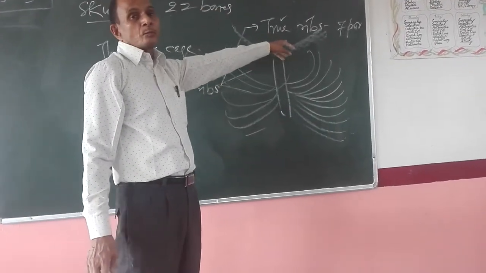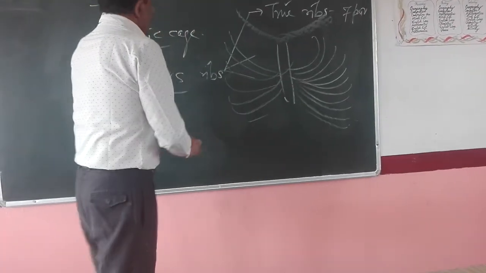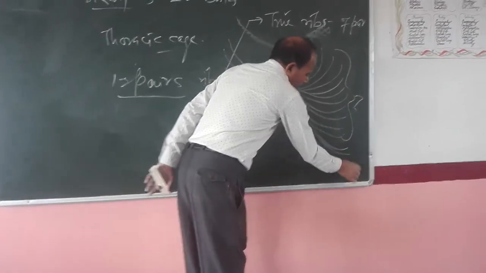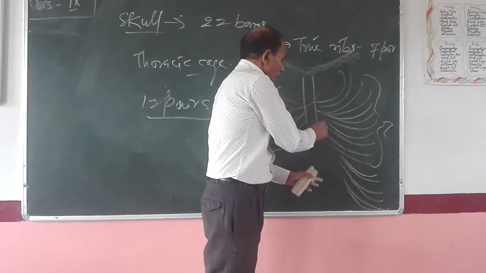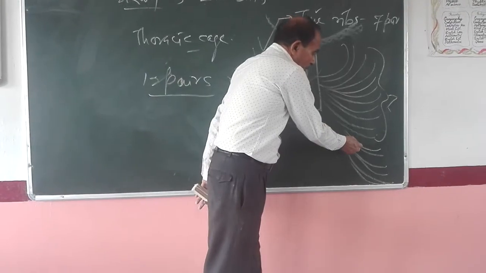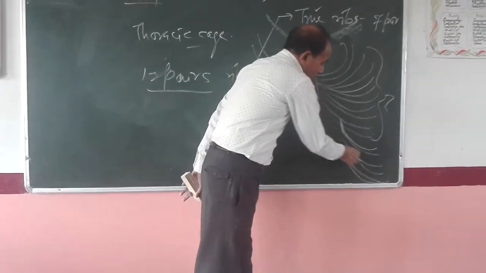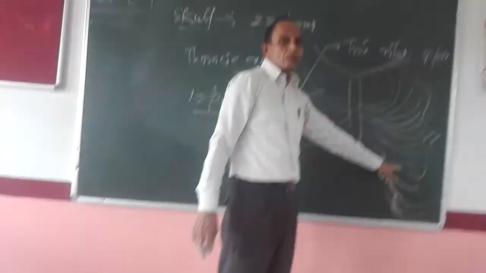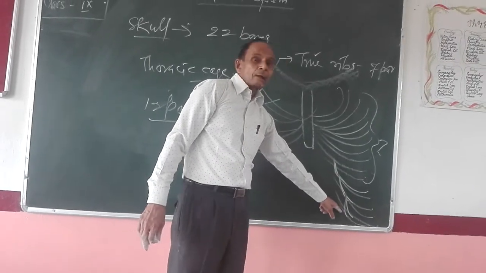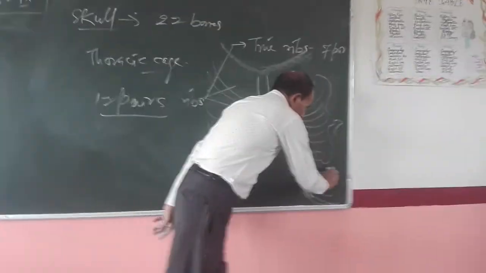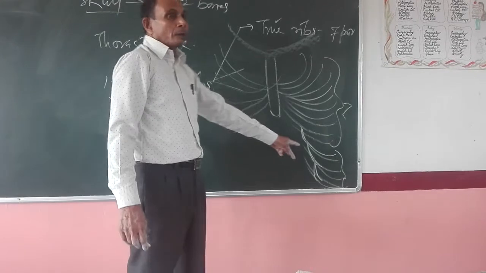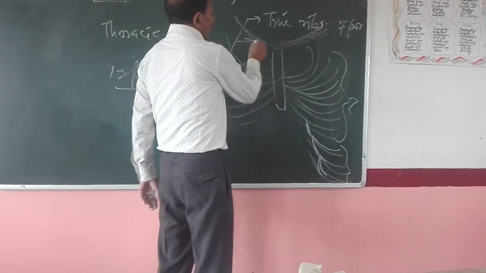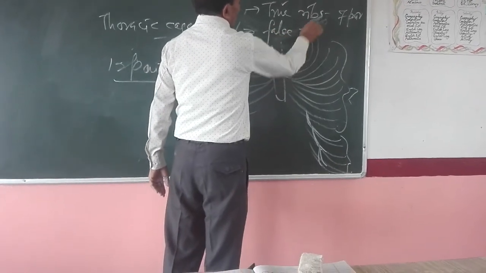So what is the total number of true ribs? The first 7 pairs of ribs, starting from the upside. After that, rib pair number 8, suppose this one is 7. Rib pairs number 8, 9 and 10 are not attached to the sternum directly. Rib pair number 8 will be attached with rib pair 7, 9th will be attached with rib pair 8, and 10th will attach with rib pair 9. In this way, we observe that these 3 pairs of ribs, 8th, 9th and 10th, are attached to the sternum, but not directly, indirectly. And this is the reason why they are known as false ribs.